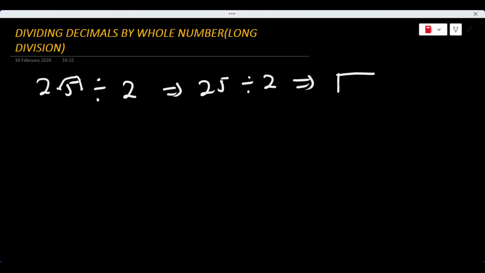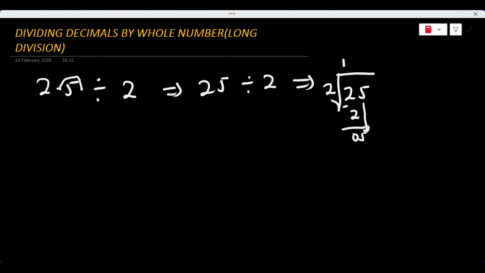The next thing is to set up your long division problem like this. So you have the dividend, which is 25, and the divisor, which is 2. So how many times will 2 go into 2? One time. So 2 times 1 is 2. And you subtract. 2 minus 2, 0. Then you bring your 5 down.